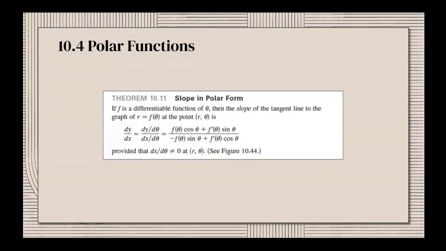And so here is slope in polar form. This is a theorem telling you that if you find dy dx in terms of theta, you can do dy d theta over dx d theta. You're always going to get f of theta cosine theta plus f prime of theta sine theta over negative f of theta sine theta plus f prime of theta cosine theta. So you can memorize this theorem if you want to, or you can work out the whole thing. So it's up to you.